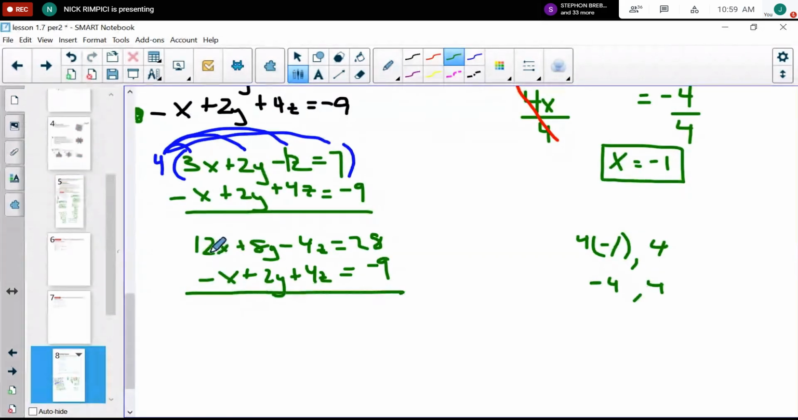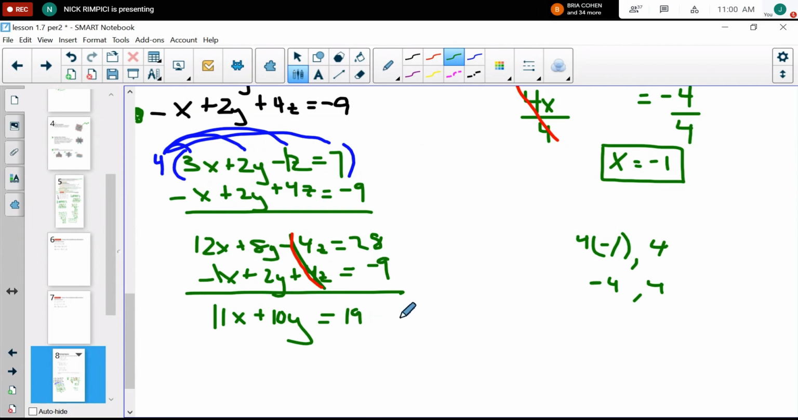If I add 12x minus, there's an invisible 1 there, 12x minus 1x is going to give me 11x. 8y and 2y is going to give me 10y. The -4z and the +4z, this is what I wanted. I got cancellation happening, okay? So these cancel out. And then -28 minus 9 is going to give me 19.